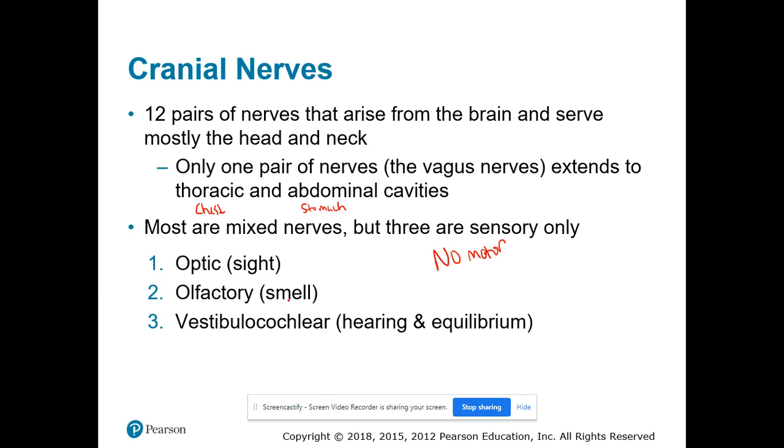Olfactory is smell, so just purely take in smell. That's a sense. And then the last one, vestibulocochlear, which usually can go by another name in other textbooks, but for our purposes, they go by this name. This is for our ability to hear and for us to maintain our balance. So equilibrium has to do with balance, and they call this sensory because it sends impulses or senses to our brain to tell us we're balanced or not.